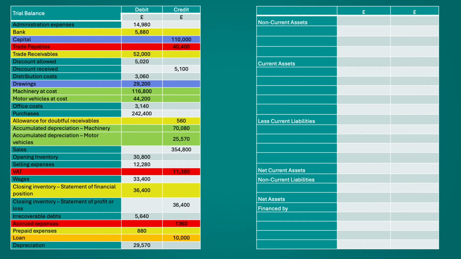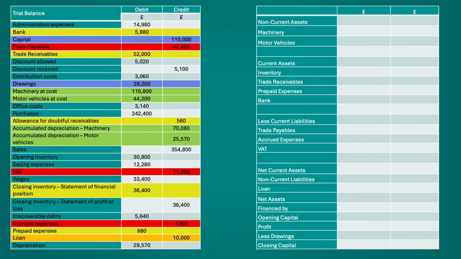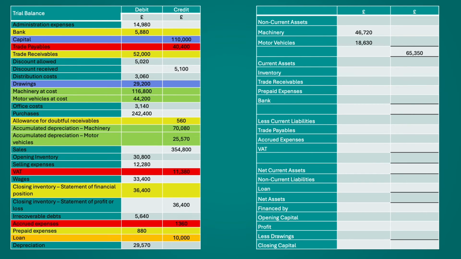Let's firstly populate our account names by entering each into its relevant category. From here, we can start entering in our figures. Any account balances will go on the left and the total figures on the right. Let's start with the non-current assets. The figures recorded for these need to be the net book values, i.e. what the asset is worth in our accounts. To calculate this, we need to do the cost less any accumulated depreciation. For machinery, this gives us 46,720, and for motor vehicles, 18,630. And we need to enter the total of these two just underneath.